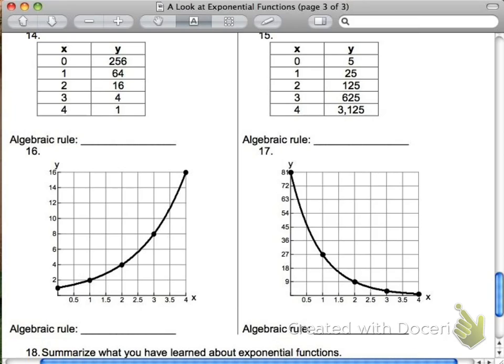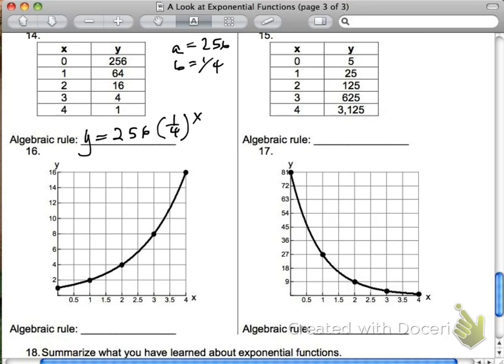So number 14. Okay, what do we have here? Decay. How do I know? Because it's decreasing. What is my A value? 256. Okay. What is my B value? 1/4. Okay. So what's my function? Y equals 256 times 1/4 to the x power. Anybody disagree with that? Okay. Any questions on number 14?